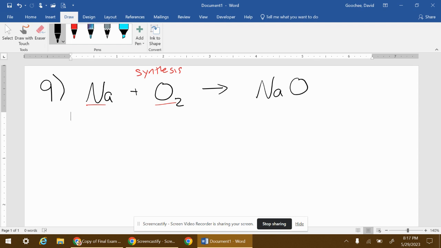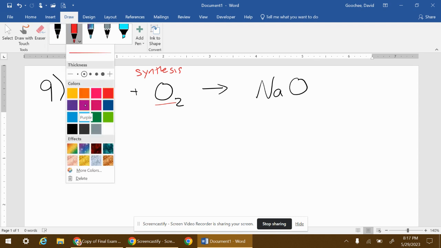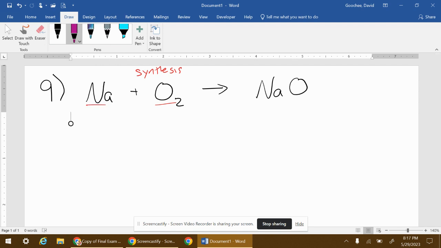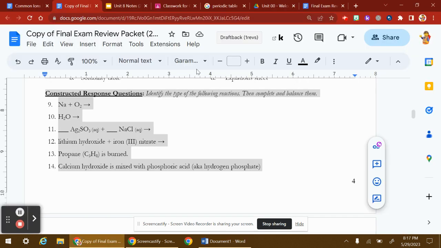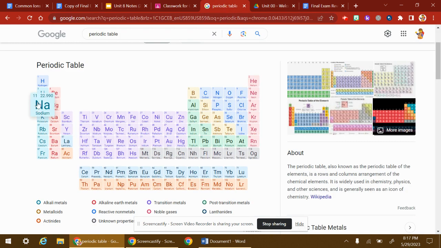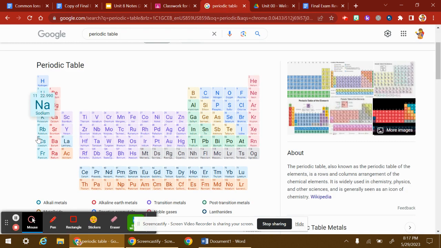But what is the formula? Is it NaO? Is it NaO2? Is it Na2O? The only way to figure this out is to crisscross, all right? These are both ions. Sodium forms a 1 plus ion. I know this because sodium is in the first column of the periodic table. Right? There's sodium on the periodic table. It's going to be +1.